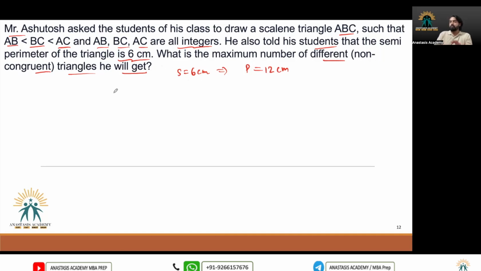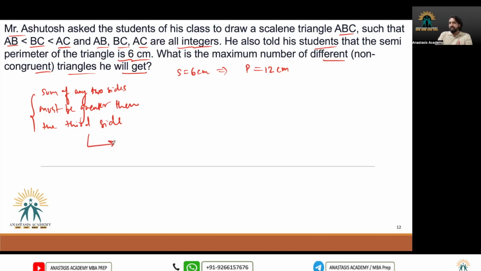For a triangle to exist, I know the sum of any two sides must be greater than the third side, right? This is the universal property, the universal identification of triangles. This is the most basic property of triangles. For a triangle to exist, the sum of any two sides must be greater than the third side.